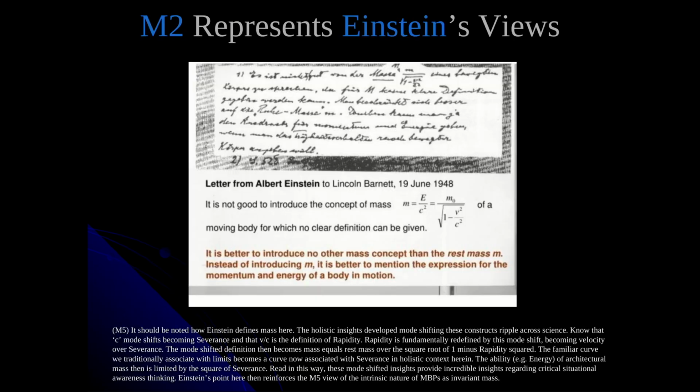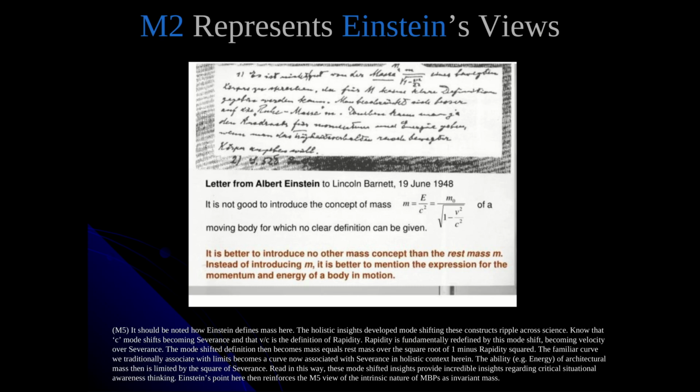One quick point about M2 is that it represents Einstein's original views. M1 really does not. M1 is a derivative of M2. And you may have noticed on the previous chart that that C, when we mode shift that from M1 to M5, that C gets mode shifted, assigned to severance, not so much the speed of light, although severance produces photons at that speed. So it's still the same number, but why it means that number is different, and that's important.